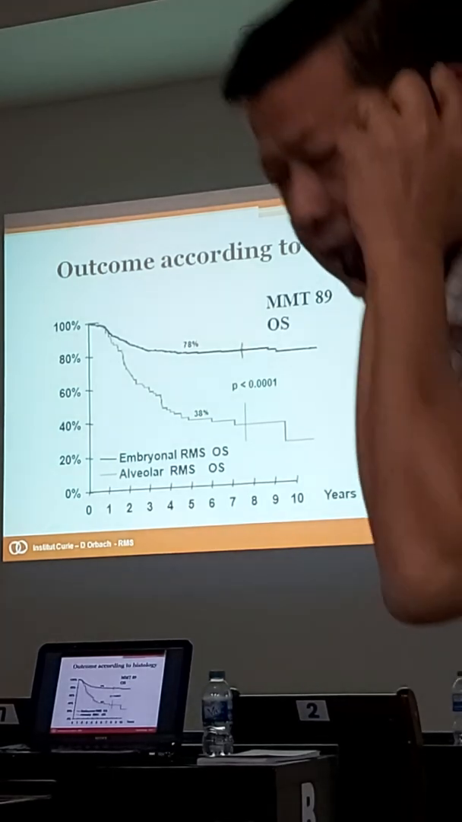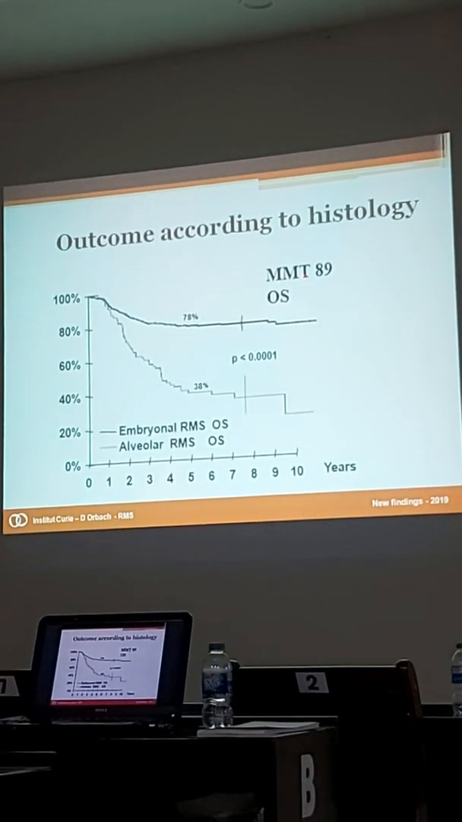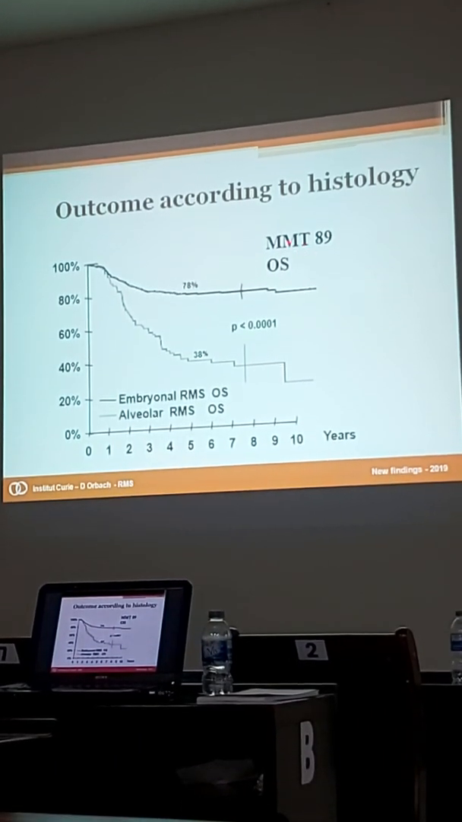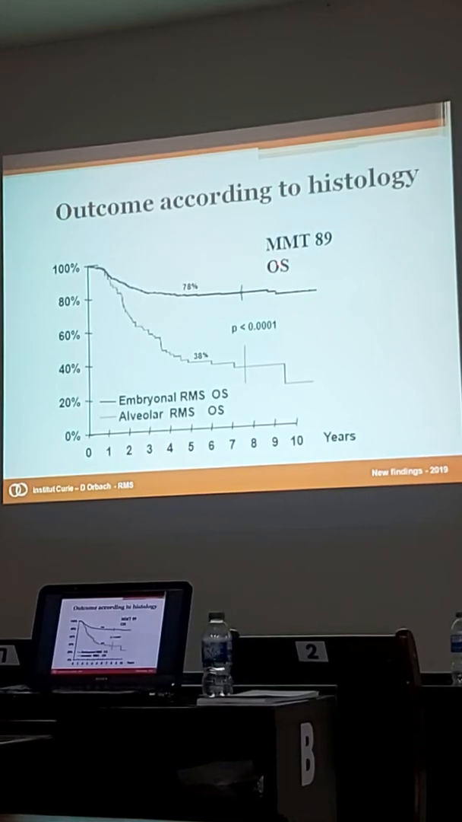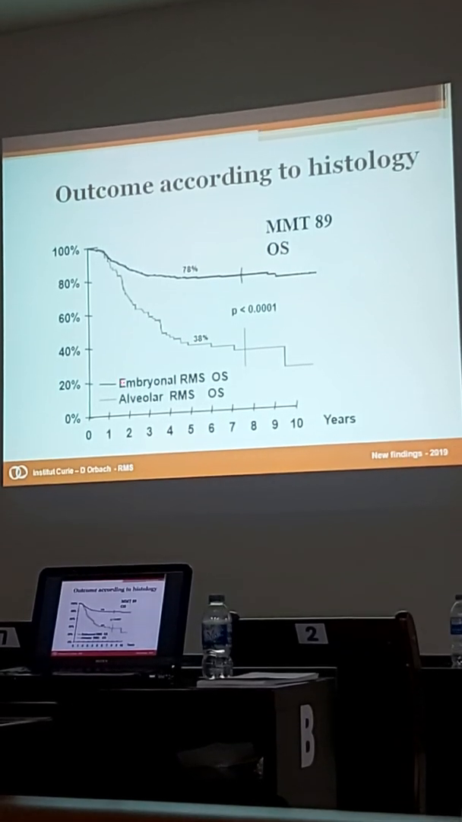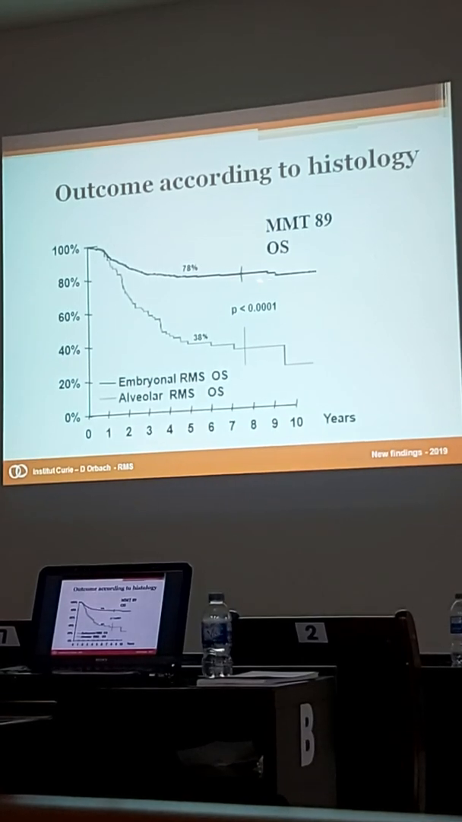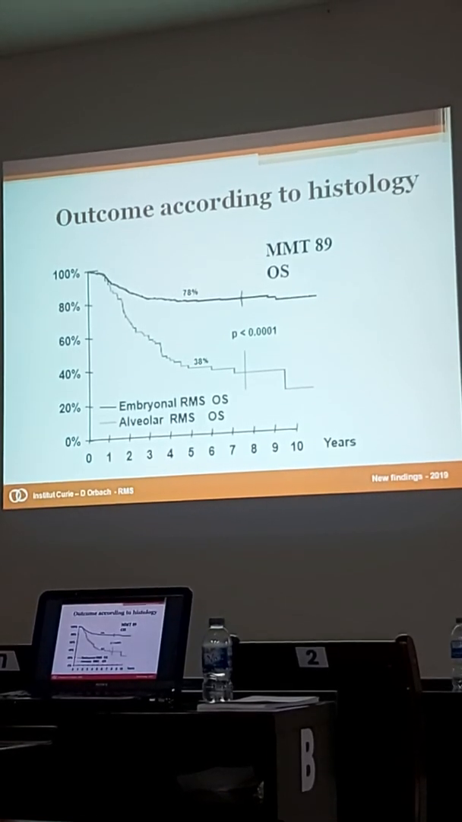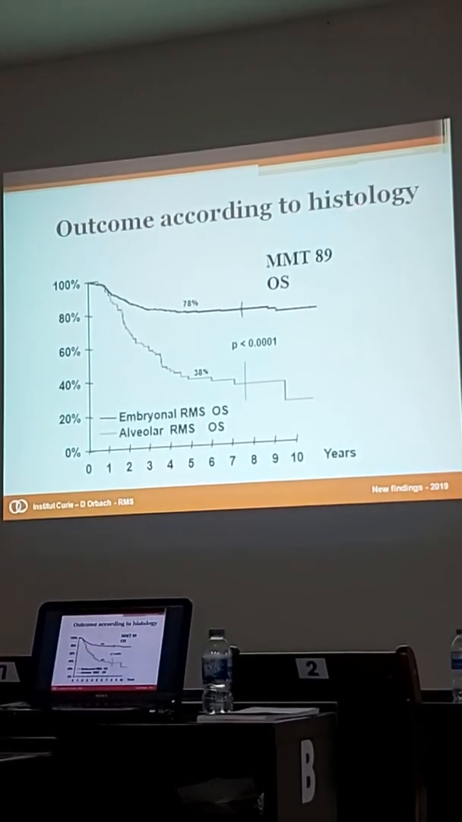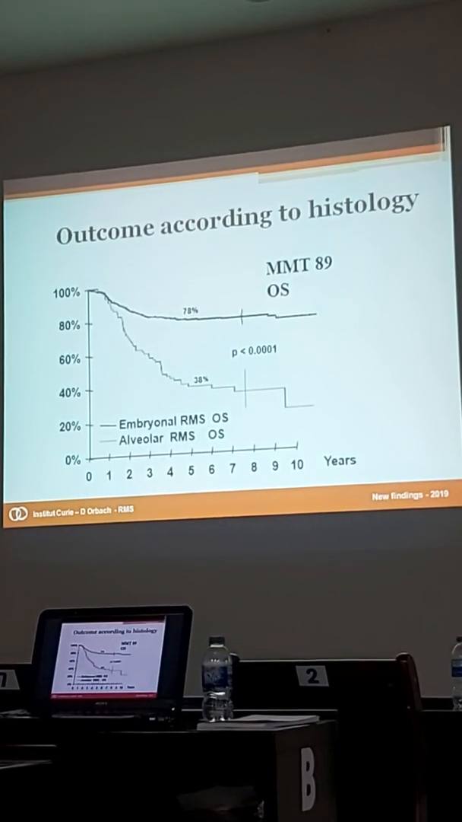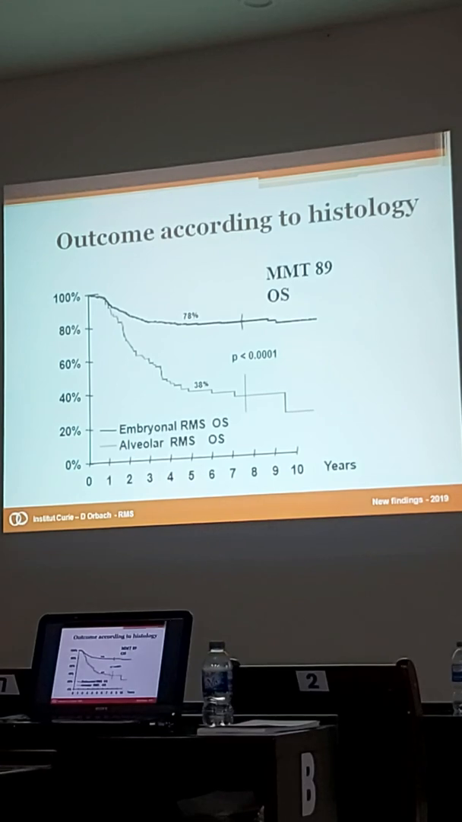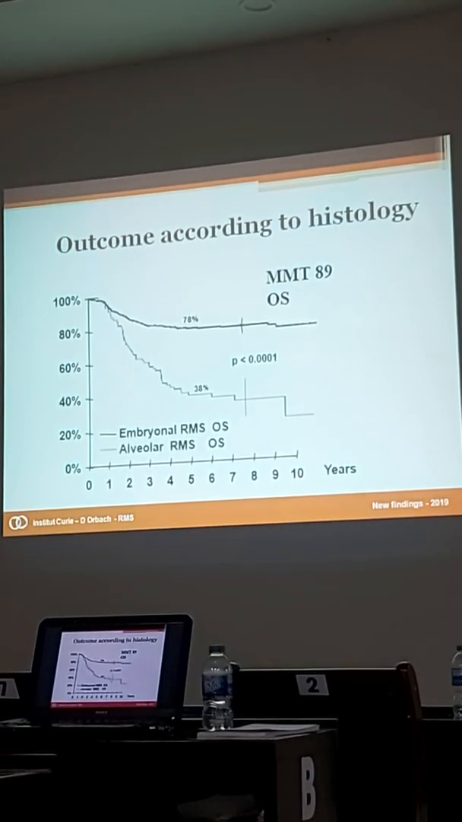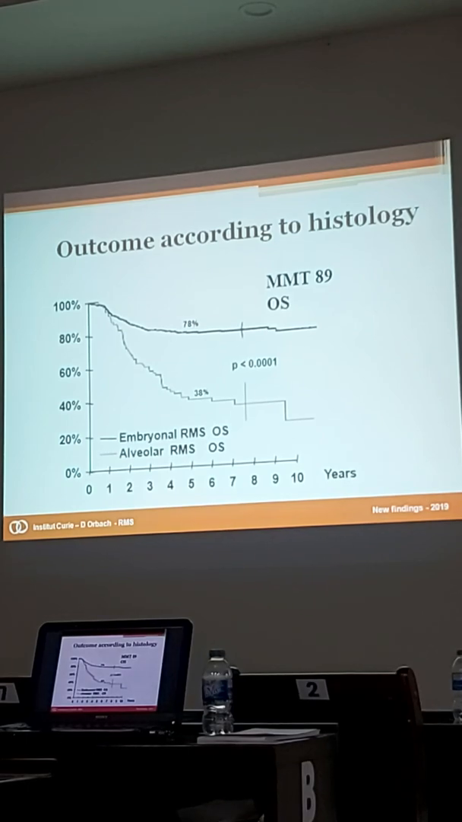This is an old study, from the SIOP MMT group in Europe, which was called MMT89. As you can see here, the overall survival of patients with embryonal rhabdo is here, and the outcome of a patient with alveolar rhabdo is less than 40%. So it was the first time we proved that this subtype of alveolar rhabdo was much worse, and that changed our mind, saying that in this case we should intensify treatment for this subtype of tumors.